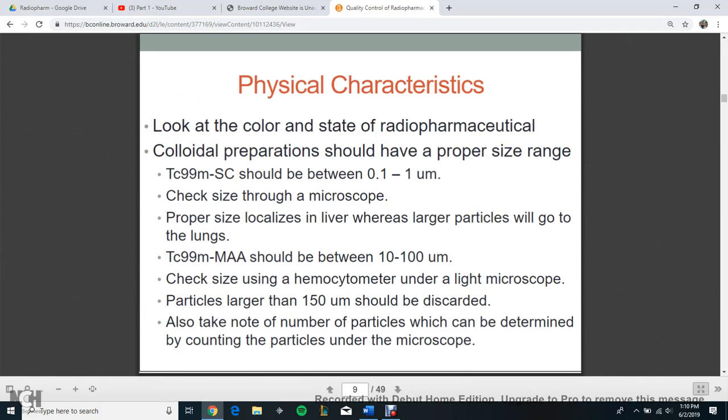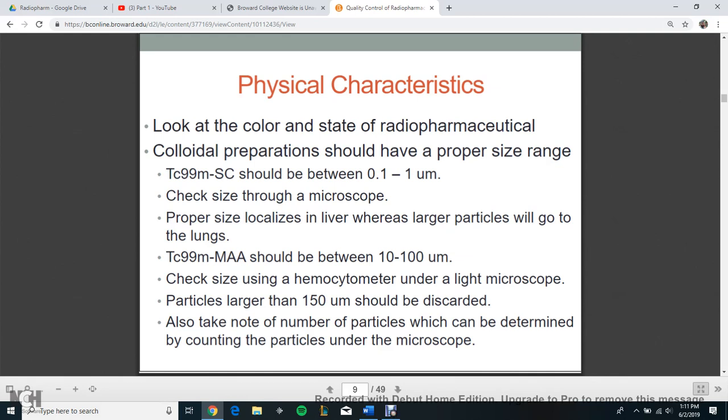Physical characteristics. Look at the color and state of the radiopharmaceuticals. Colloidal preparations should have a proper size range. Technetium-99m sulfur-colloid should be between 0.1 and 1 micrometer. Check size through a microscope. Proper size localizes in the liver, whereas larger particles will go to the lungs.